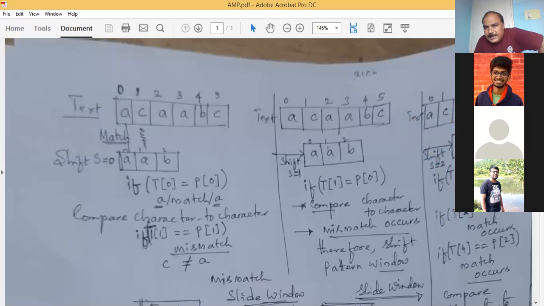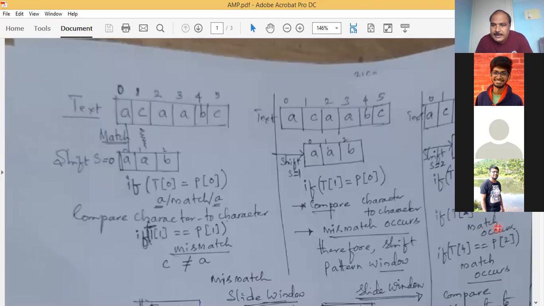Once you increment the index of the text and the pattern, you are now comparing the next character. A is again compared with A, that is, T of 3 is compared with P of 1. Earlier it was T of 2 with P of 0. Now T of 3 is compared to P of 1. T of 3 is equal to A and P of 1 is A, so it's a match.